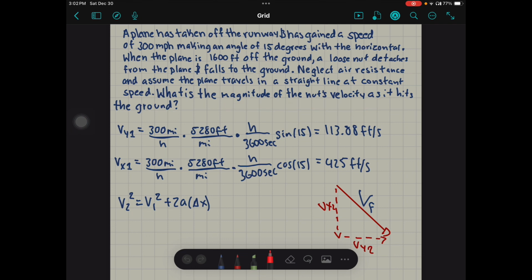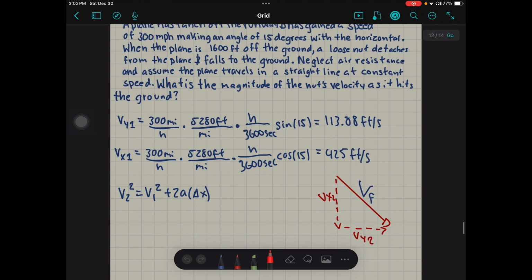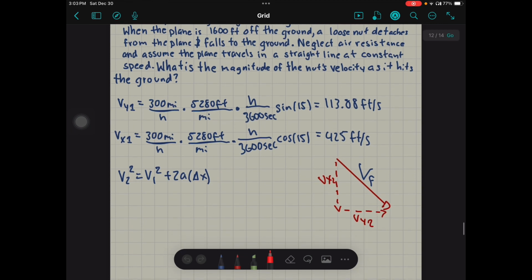To solve that, we have to figure out what our final velocity is. Because we have our x and y initial velocities, we can find the final velocities of the x and y values. From there, we can do a squared plus b squared equals c squared, because we can break our final velocity down into our final x velocity and our final y velocity, and then solve for the magnitude. Using this kinematic equation, we can solve for our final velocity: v2 equals the square root of v1 squared plus 2a delta x. From there, we can solve for our y velocity.